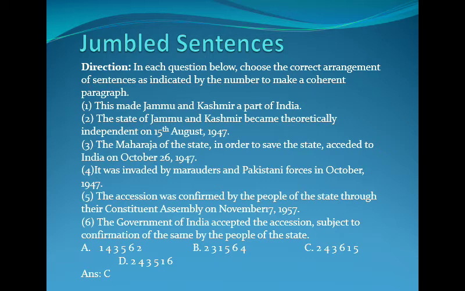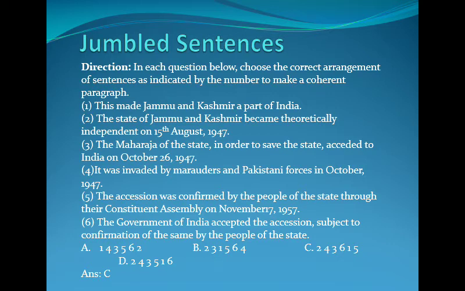So let us see how point number 4 comes next. It was invaded by marauders and Pakistani forces in October 1947. Now as you can see, obviously 1947 and 1947 match, but you must be wondering how statement number 4 comes after 2. You can do that by using the pronoun it. It must refer to something. So it refers to Jammu and Kashmir over here, the state of Jammu and Kashmir. That is why statement number 4 comes after 2.